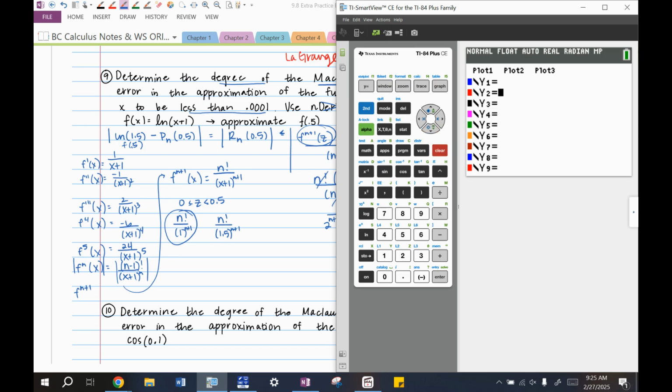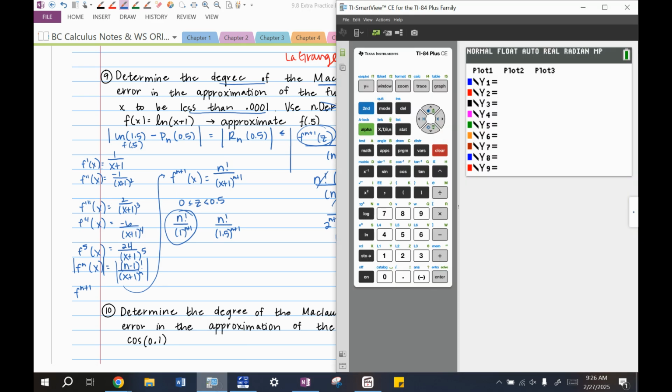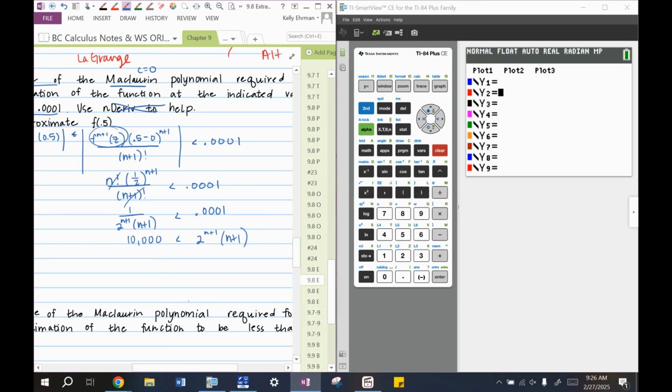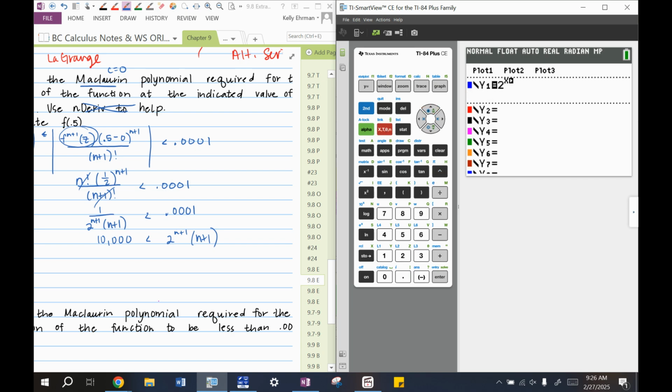You can also multiply things around. You could say, what is this? This is 1 over 10,000. So you could say 10,000 is less than 2 to the n plus 1. That's probably easier to see, like that. And then at this point, whether you're using the fraction version or this version, I'm going to use the non-fraction version, you would go to the table.